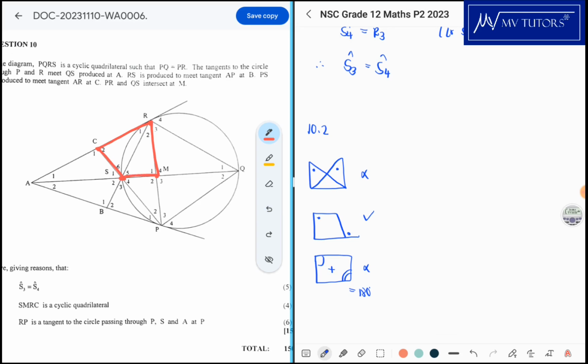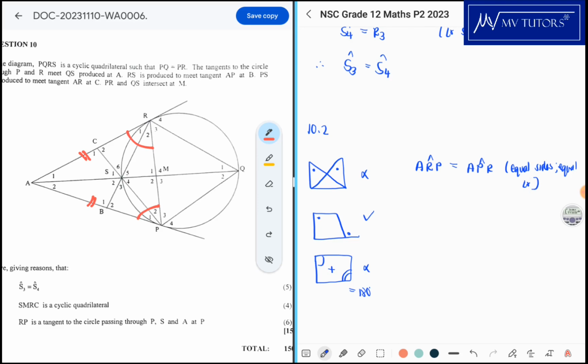All right. So, where I can start, actually, let me remove everything. Remember, we have this tangent line, AR, and that's equal to AP, meaning R1 and R2 is equal to P1 and P2. I think let's just start there. So if I say ARP is actually equal to APR, and that is due to equal sides, equal angles. It's an isosceles triangle, basically.